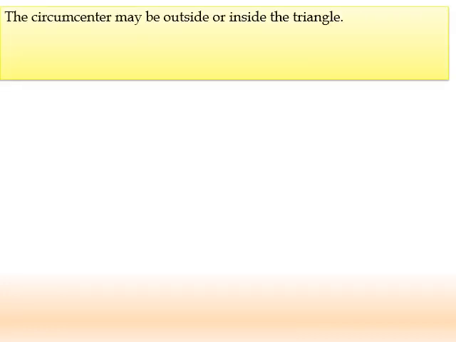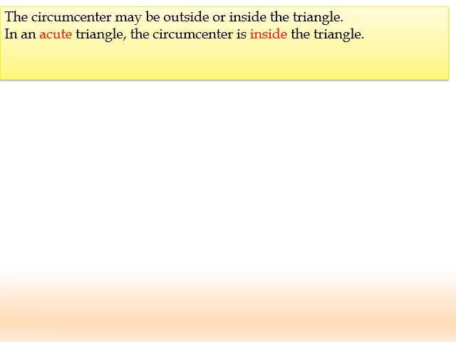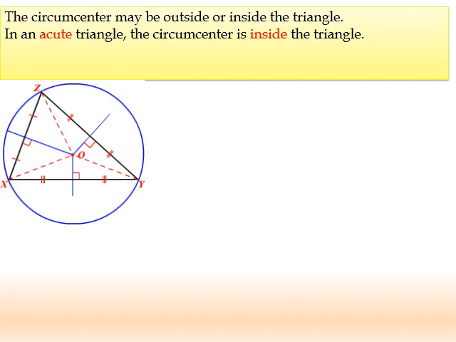Now, the circumcenter may be outside or inside the triangle. In an acute triangle, the circumcenter is inside. Here, for example, we have acute angles, the three acute angles. So this triangle is an acute triangle. If I draw the perpendicular bisector of the first side, the second one, and the third one, then the intersection of the perpendicular bisectors is the center of the circle circumscribed about the triangle, and as we notice, this O, the intersection point, is inside the triangle.